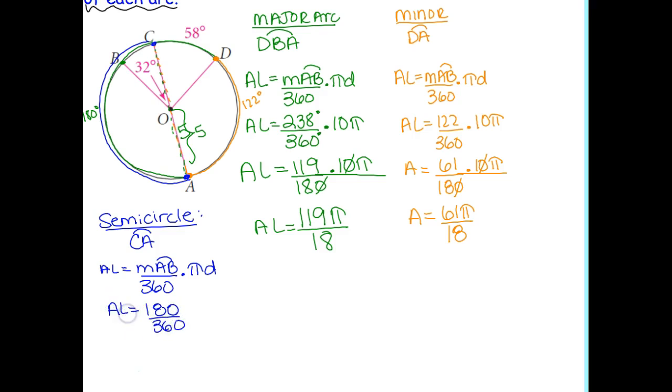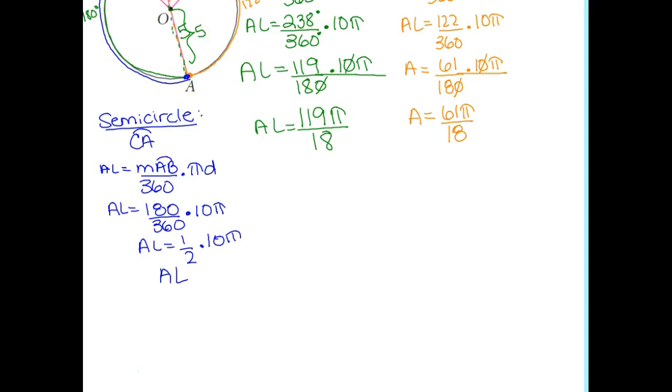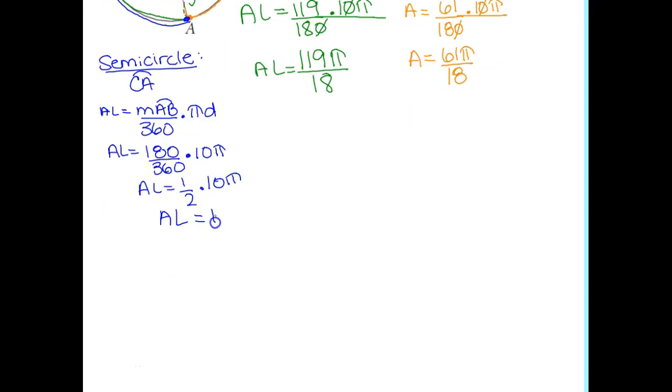And we should automatically know what that fraction reduces down to. And again, we're going to take pi times the diameter, which in this case we said is going to be 10. So 180 over 360 is the same thing as half times 10 pi. So if we take half of 10 pi, we should get arc length is equal to 10 pi over 2, which is the same thing as 5 pi.